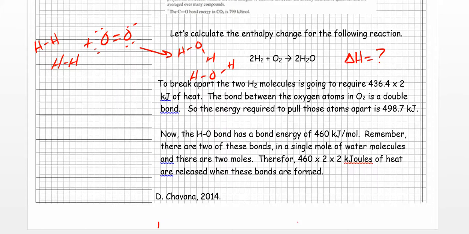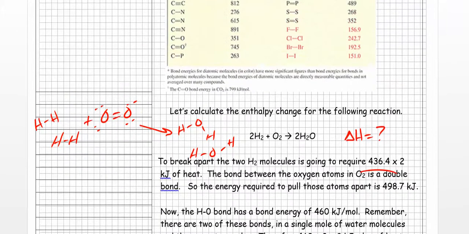So to break apart the 2 hydrogen molecules is going to require 436.4 times 2 kilojoules of heat. Where am I getting this number? Where did the 436.4 come from? Well, let's take a look at the bond table.